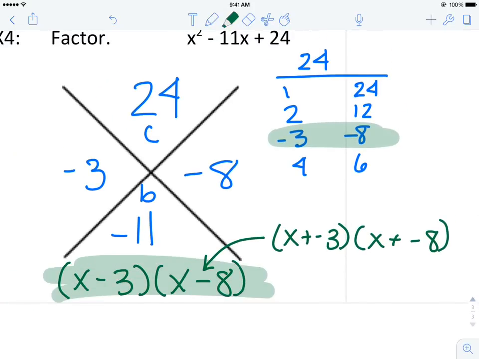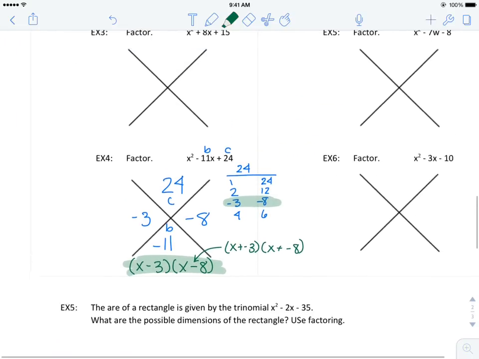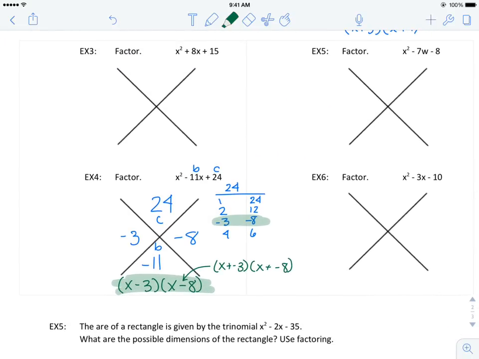They are correct. Now I'm going to ask you guys to take a shot at number 5 and number 6, and then I'll show you what the answers are in a second.